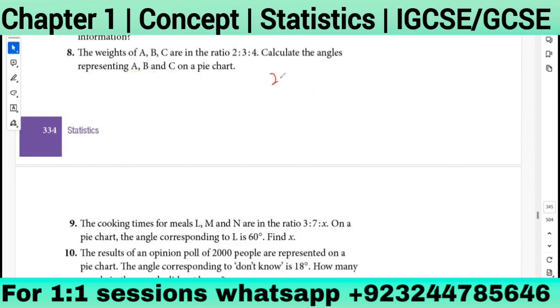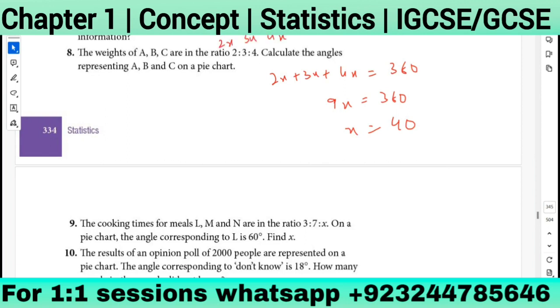Yes, it should be 360. 2x plus 3x plus 4x should be 360. 9x is equal to 360. X is equal to 40. Okay, and the angles would be 2x, 3x, 4x.